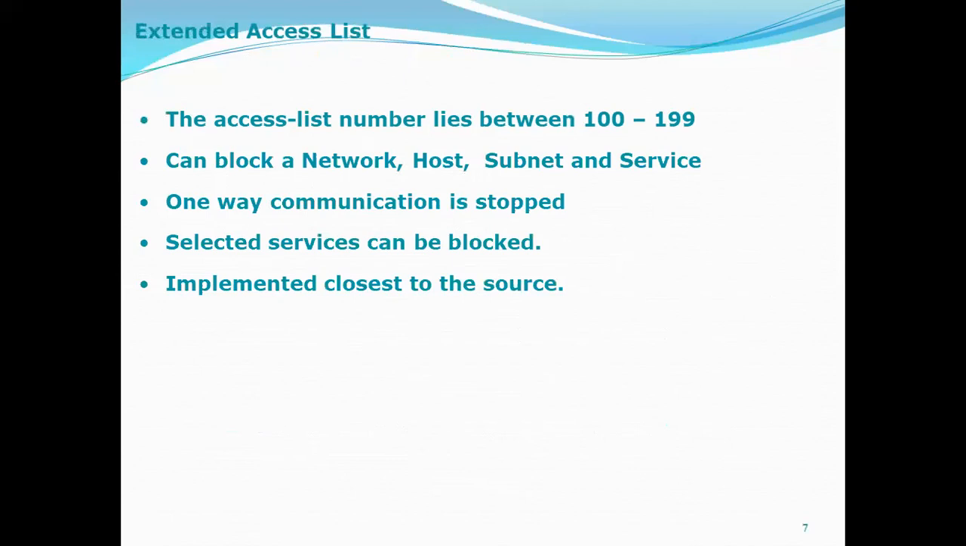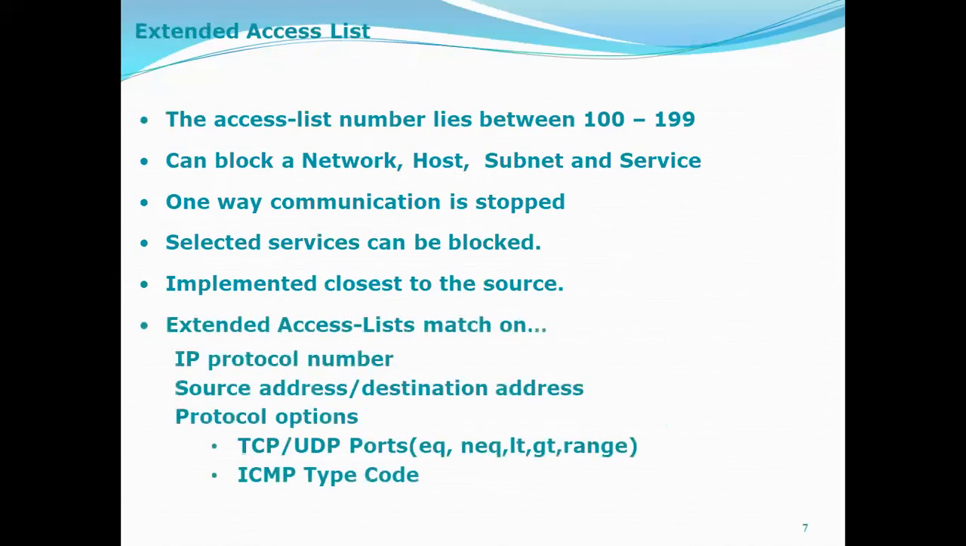Implemented close to the source. Extended ACL matches on the basis of IP protocol number, source address, destination address, protocol option, UDP or TCP or ICMP type code. Yeah. So there is more flexibility. You can do more with the extended ACL. You can filter based on many other parameters, whereas in standard, only one, that is source IP address.